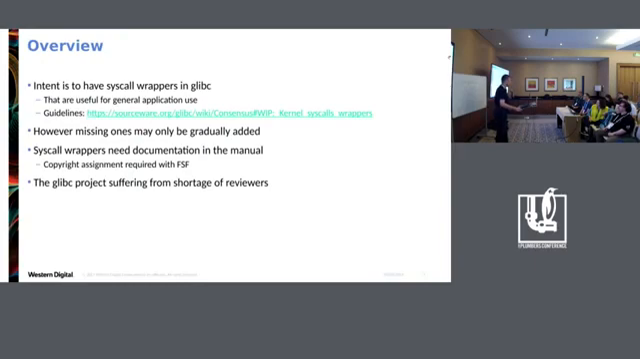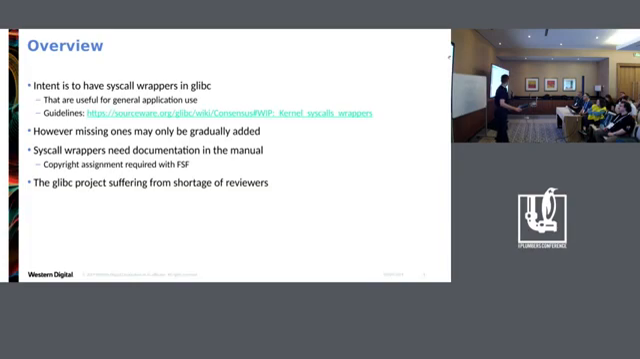Traditionally, all the syscalls used to be wrapped by C libraries, and GLIBC used to do that as well, but a historical mistake was made at one point that we stopped doing that. The lesson has been learned, and we decided to do this again, essentially.